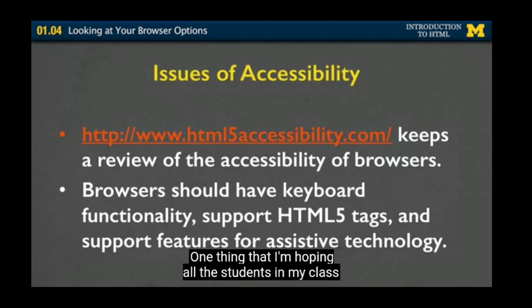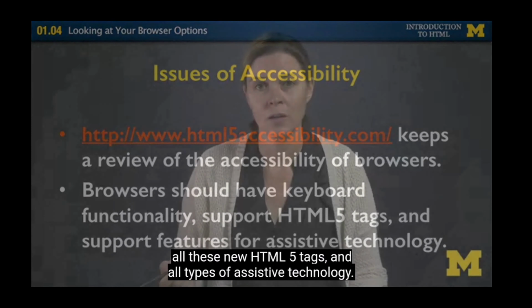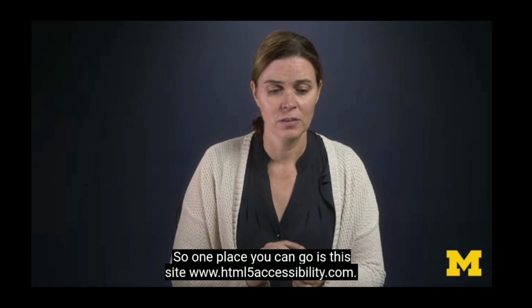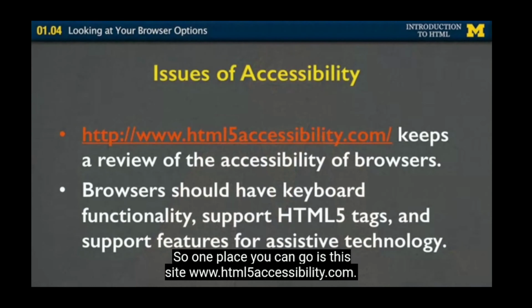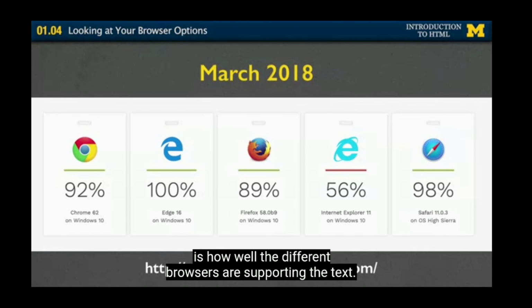One thing that I'm hoping all the students in my class take into consideration, though, is accessibility. Accessibility is basically the ability of a browser to support all these special functionalities and all these new HTML5 tags and all types of assistive technology. So one place you can go is this site, www.html5accessibility.com.